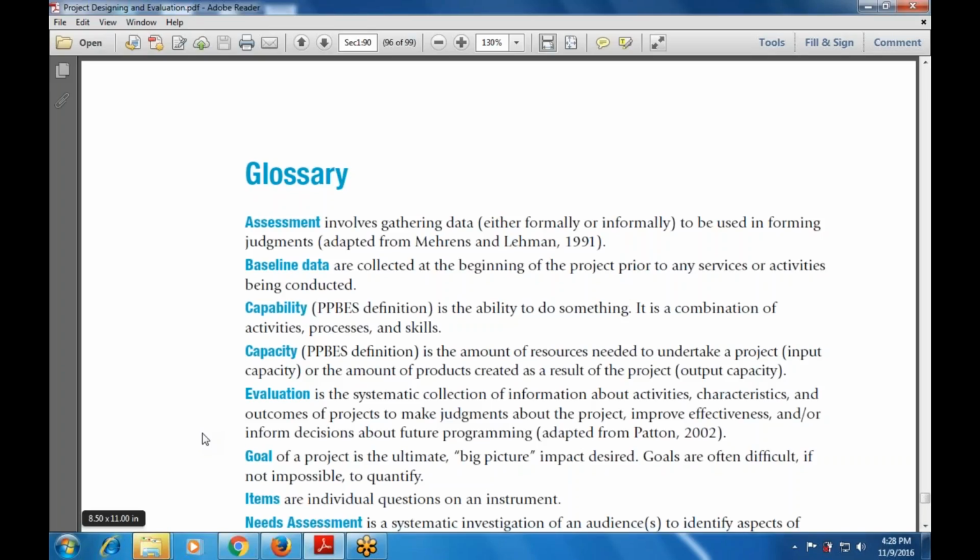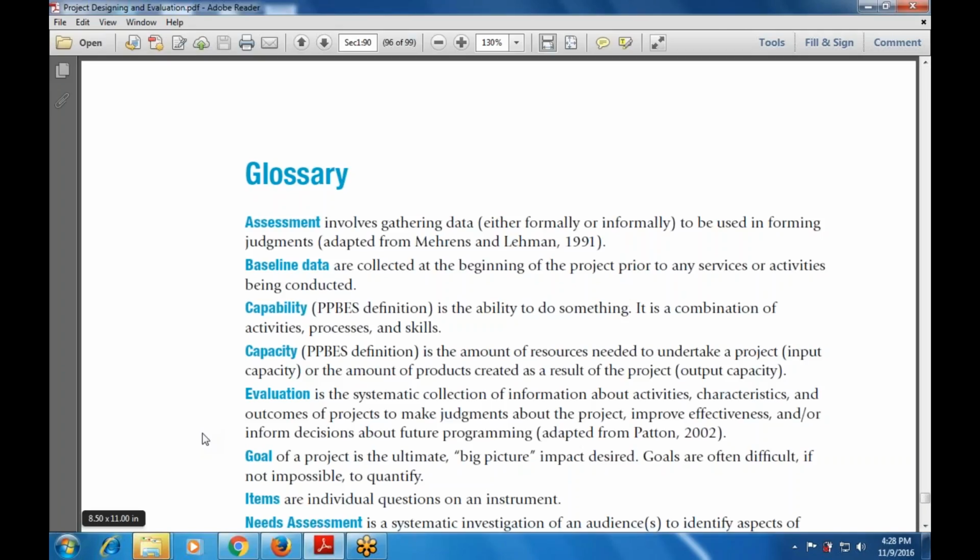Then capacity is the amount of resources. So one is the capability of a person or the human resource. One is capacity, that is the amount of resources that is needed to undertake the project. Amount of resources, maybe the input, maybe the keyboard, maybe the mouse, maybe any product that is used. That is the capacity.